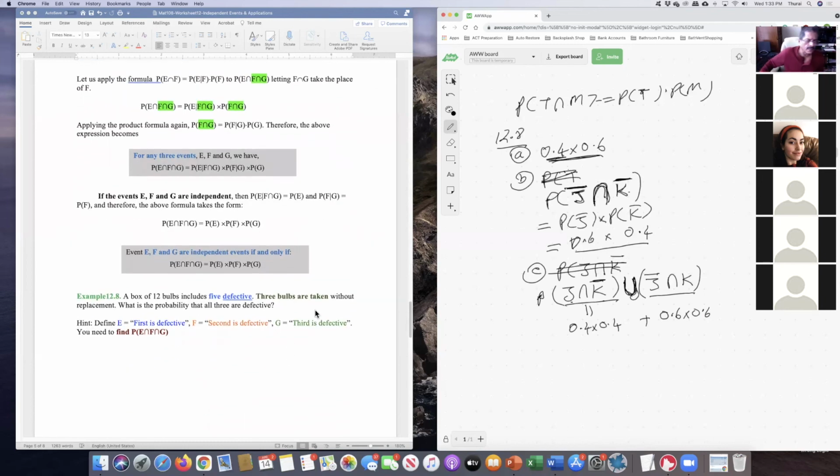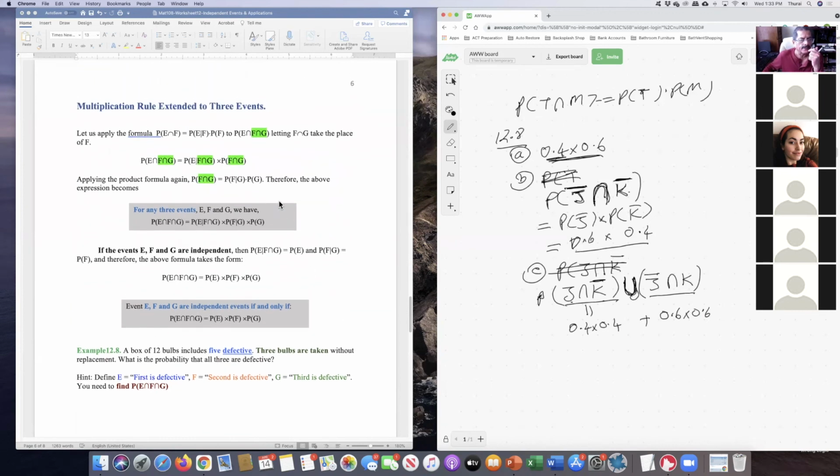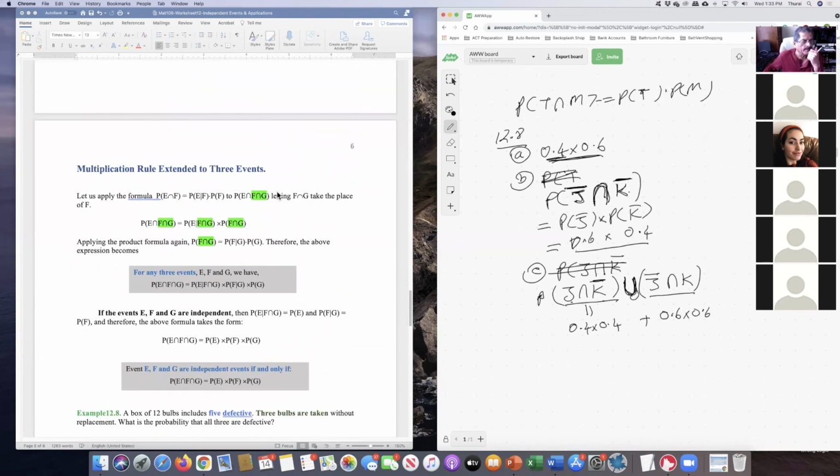All right, we are out of time. All you need to know is this. The probability rule that we learned here extends to 3 events as well. The probability of E intersection F intersection G equals the probability of E given F intersection G, times the probability of F given G, times the probability of G.